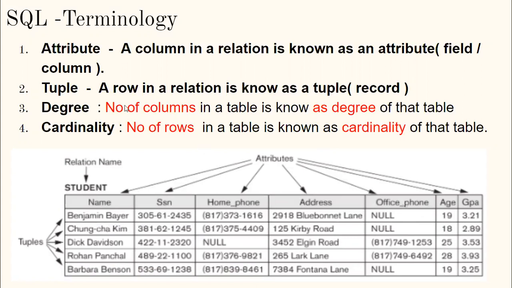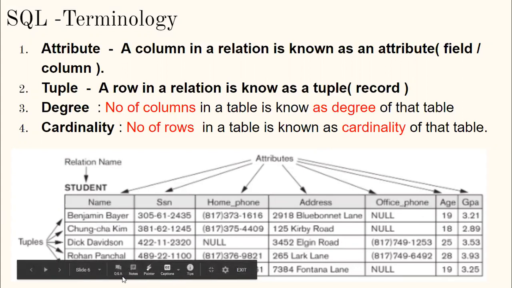Then what is tuple? A row in a relation is known as tuple. The other name for tuple is a record. So suppose for example here we take Dick Davidson. He has a record: his home phone number is not installed, his address is there, his office phone is there, his age. So Dick Davidson has some details in the table, that is called his record. So the record in a relation is known as a row or a tuple.